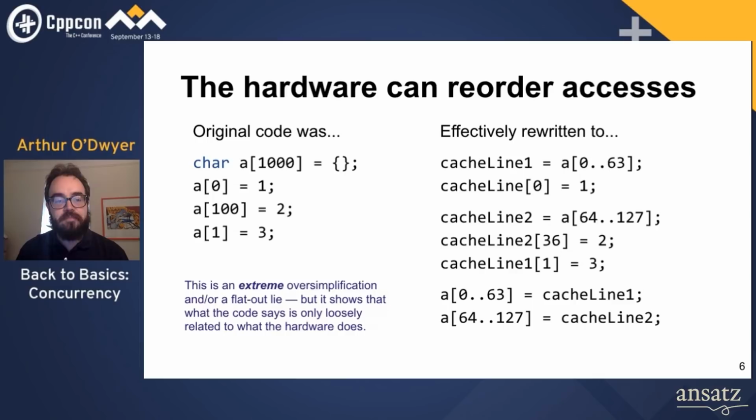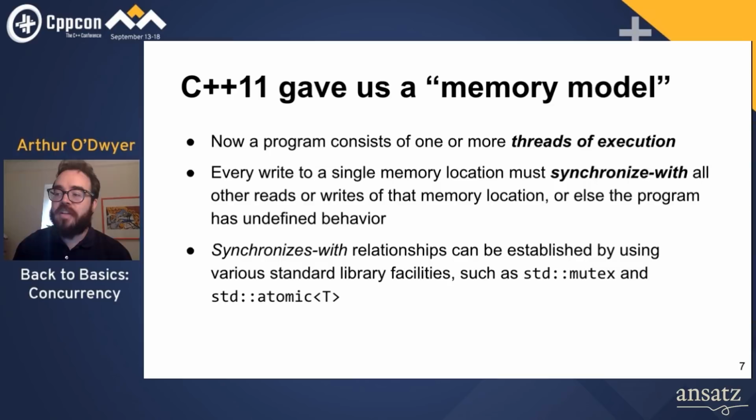So when we're designing multi-threaded programs, these are all the things that might happen under the hood, and we need to use the guarantees given to us by standard C++ to make sure we don't have to worry about these kinds of things. So in C++11, we get a memory model, is what they call it. It is a formal model of what it means to be a multi-threaded C++11 program.